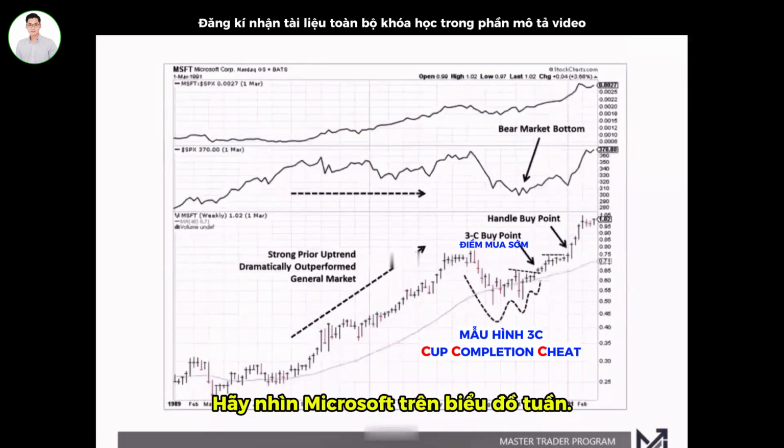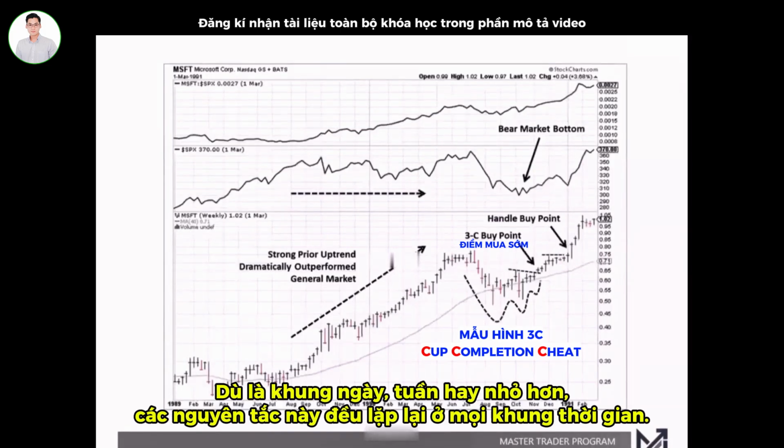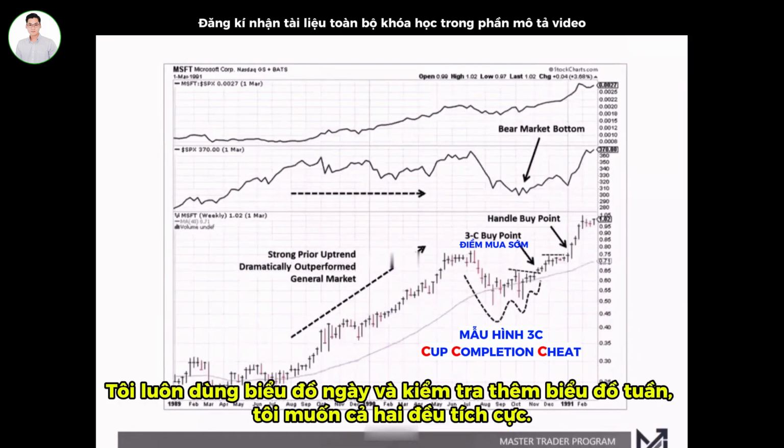Now, take a look at Microsoft here. You can look at this on a weekly. Again, this is going to be the same on a weekly chart. You can look at intraday charts. It doesn't know any time frame. You're going to see these same things. They're going to work on various time frames, but I'm always using a daily chart. I'm using a daily, and then I look at the weekly, and I want to see both of them look constructive.